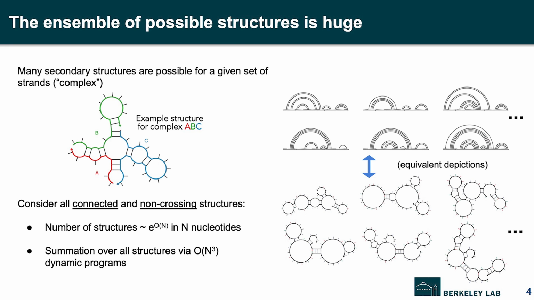However, by restricting the structures we're interested in to just connected and non-crossing structures, which is a particular configuration that I've illustrated on the top and bottom, in an equivalent way we can actually sum over all structures within this exponentially large ensemble exactly using order n cubed programming.